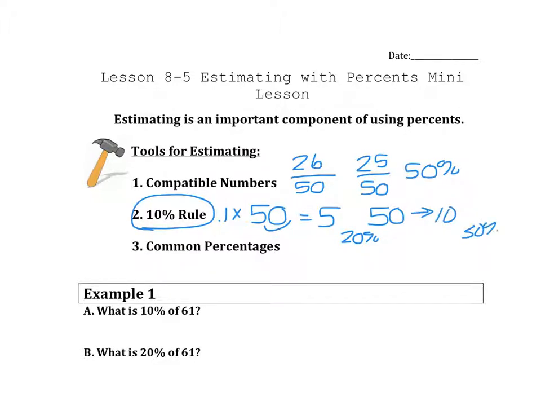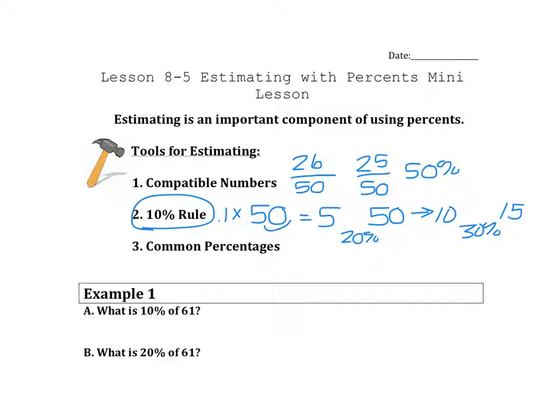30% of 50? Well, I would just triple that. And that would be 15. It works very nicely even if you were to do, let's say, 25%, or you could do half of the 10% plus the 20%, so 25% would be 12.50.